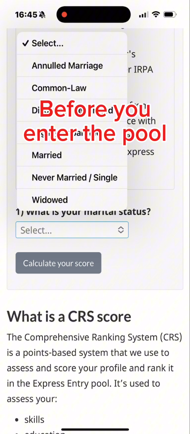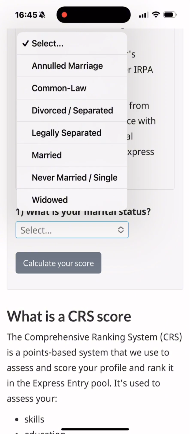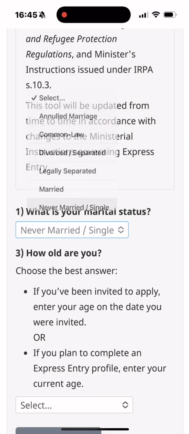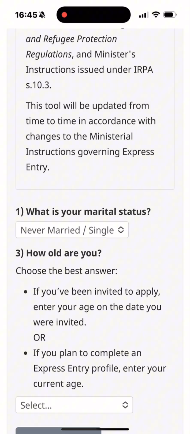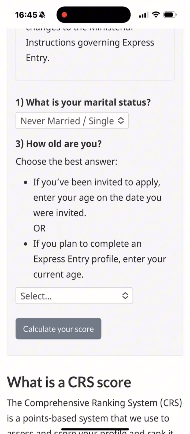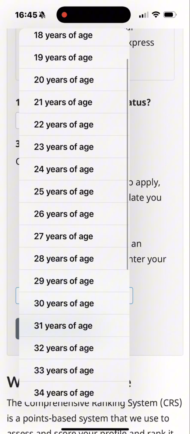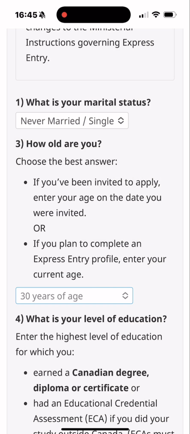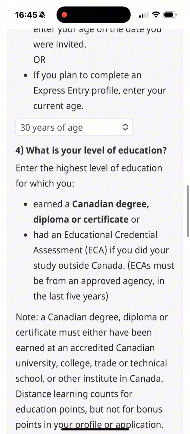So you have various options. Are you married? Do you have a common law partner? But for the purpose of this simulation, I will just pick never married, single. The next question is, how old are you? It asks you to put in the age you would be if you are invited to apply, or the age at the point of entering the pool. So I just put 30 years of age, just like an average age. So 30 years is fine.